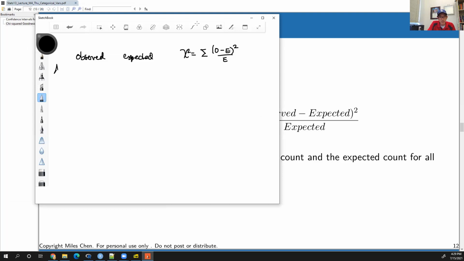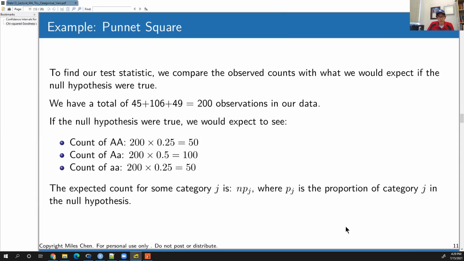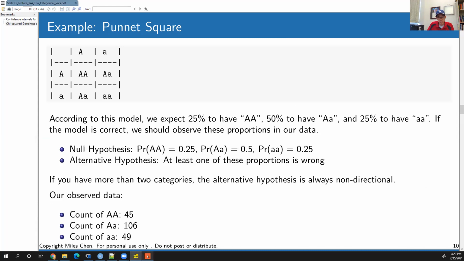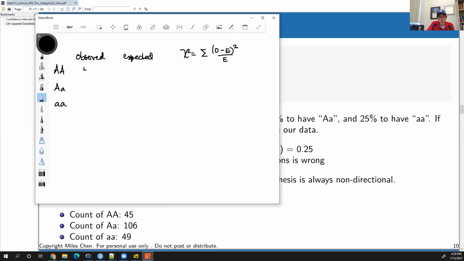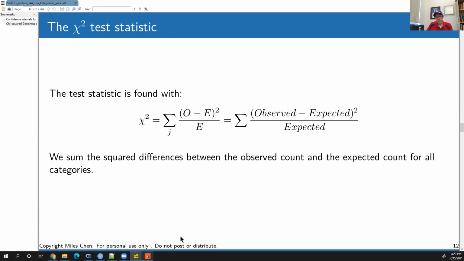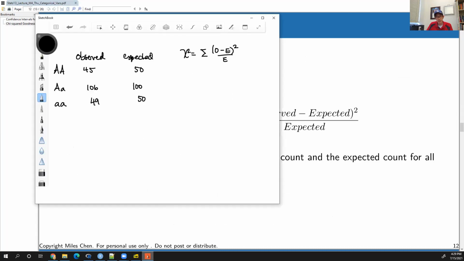Let me just list off what we saw. We observed 45, 106, 49, and we're expecting 50, 100, and 50. The question is, I didn't get exactly what I expected. I'm expecting 50 and I got 45. Is that difference a big deal or not?